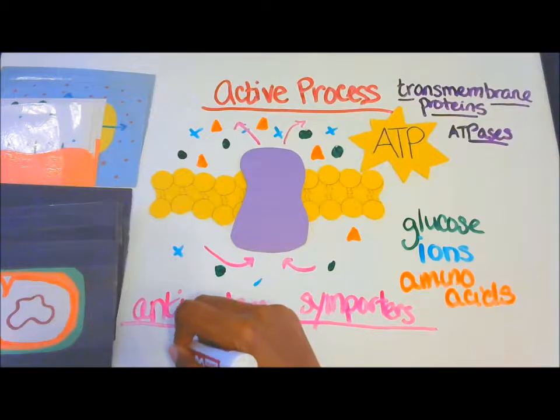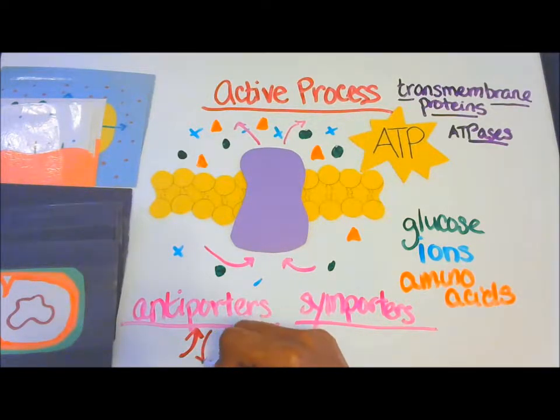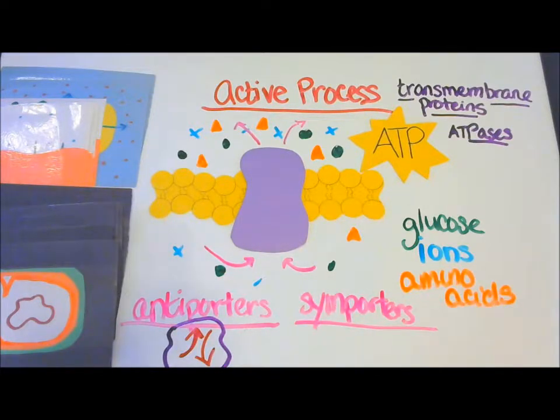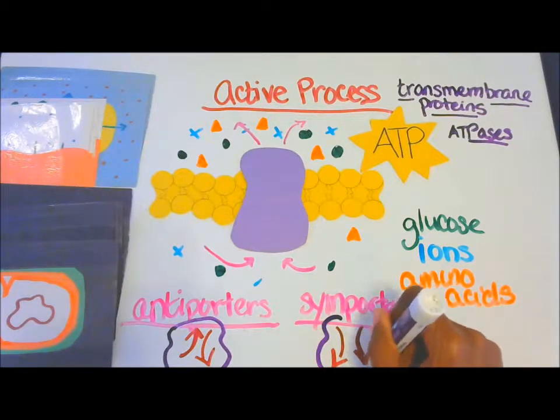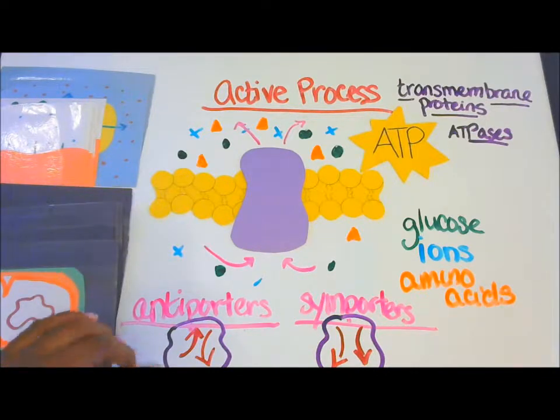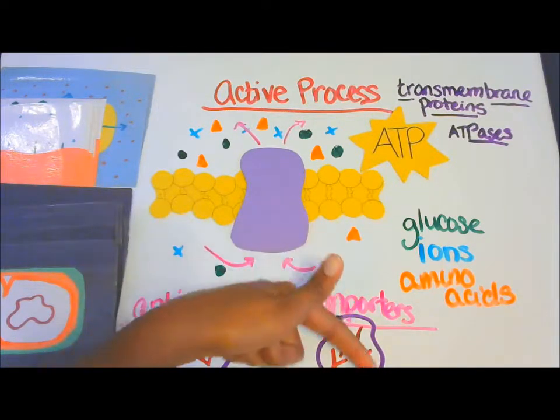Antiporters move molecules in one direction, and also move others in the opposite direction. Here's our protein. Symporters, on the other hand, move two molecules in the same direction. Sym meaning same, anti meaning against. We have our protein. So antiporters move molecules across the membrane in one direction and in the opposite direction. Symporters move molecules in the same direction.